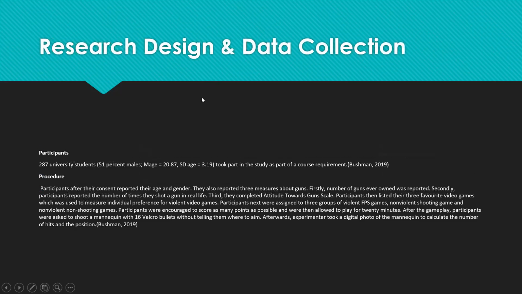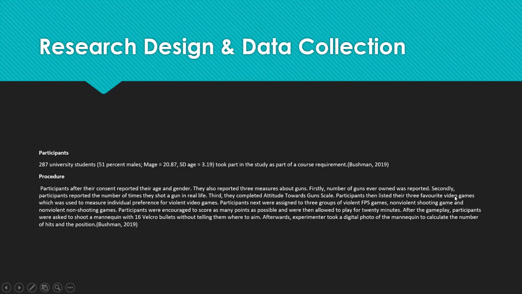So now let's see the research design and the data. Participants: 287 university students, 51% male, took part in the study as part of a course requirement. The procedure: participants, after their consent, reported their age and gender. They also reported 3 measures about guns. Firstly, the number of guns ever owned. Secondly, the number of times they shot a gun in real life. Third, they completed an attitude towards guns scale.